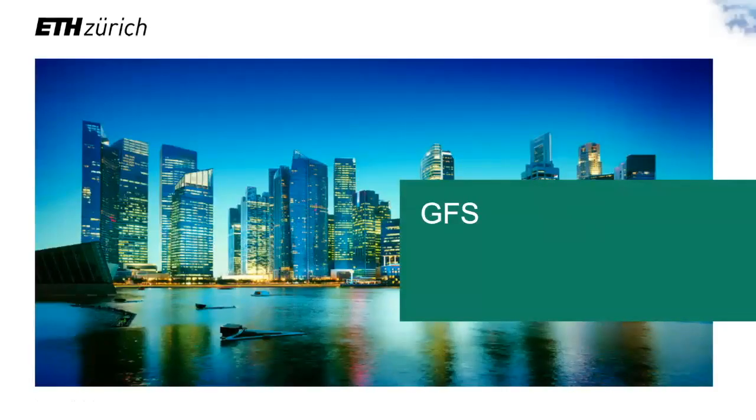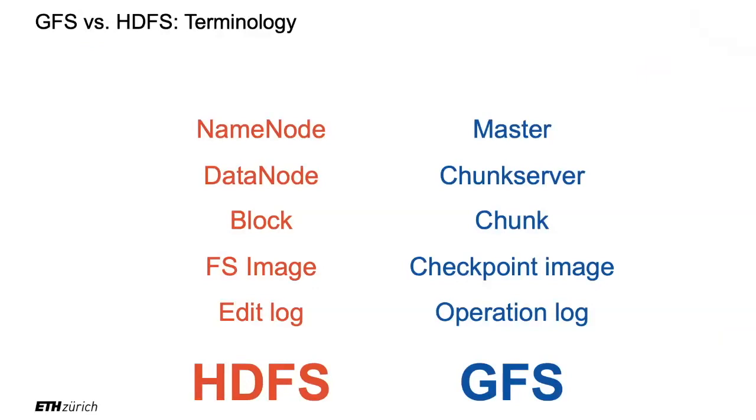All right, and I'm done actually. Oh no, I'm not quite done, but there's nothing much left. This is just to make you aware of terminology, so you shouldn't be surprised if the words are different. In Google File System, which is the original, they don't say name node, they say master. They don't say data node, they say chunk server. They don't say block, they say chunk. They don't say namespace image or file system image, they say checkpoint image. They don't say edit log, they say operation log, and so on and so on.